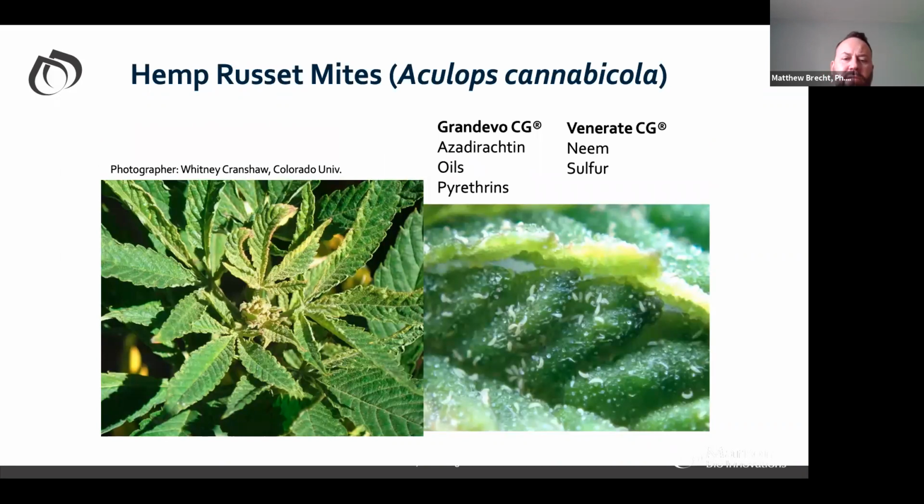All right, hemp russet mites. This is one that we've been dealing with for a long time. They're tiny little guys. They're very hard to see. Most likely, what you'll see is the cupping, the ridges of the leaves, the distortion of the growing points and the flower points, and a lot of the same products that we talked about for the mites are what we're using for hemp russet mites as well.